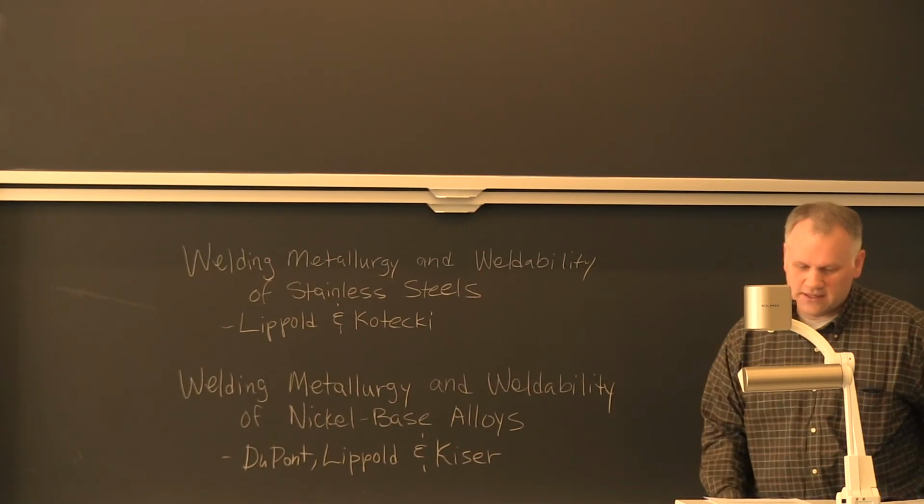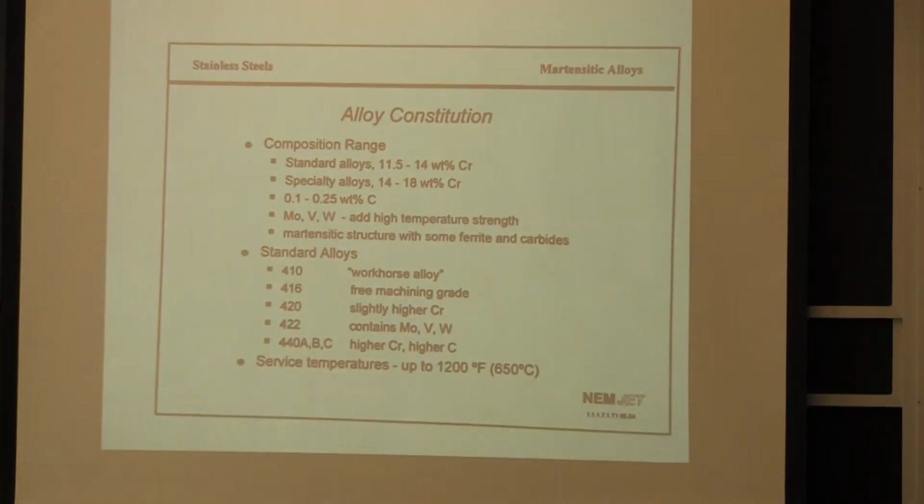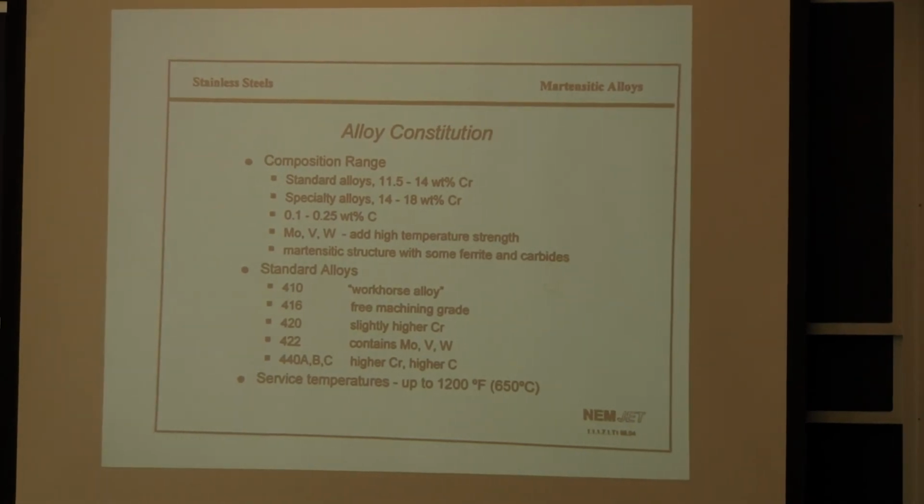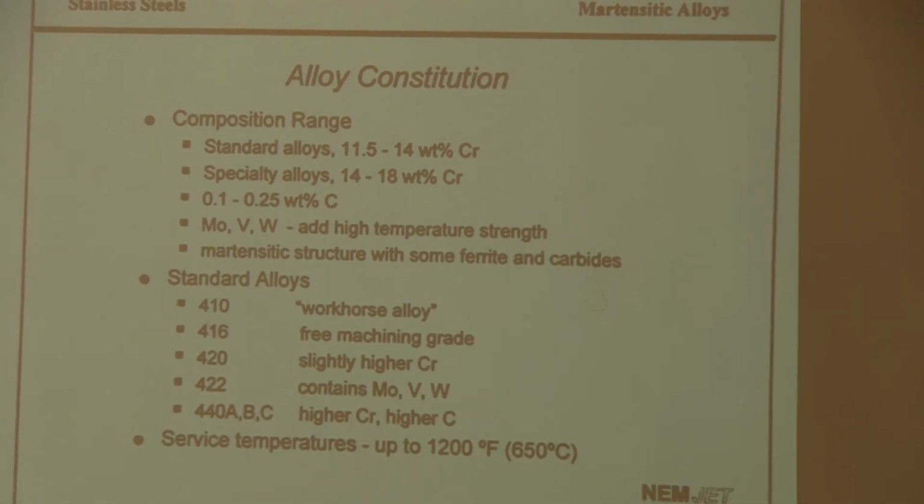So to start off with martensitic stainless steels, just some general information. The composition ranges are from about 11.5 to 14 weight percent chromium. That's a little lower than some of the alloys that we talked about previously. Consequently, these alloys are a little bit cheaper than most of the austenitic and some of the ferritic alloys. There are specialty alloys with a little bit higher chromium. The carbon is higher in these alloys, from about 0.1 to 0.25 weight percent. That's what increases the hardenability of these alloys and makes them martensitic. You've also got additions of molybdenum, vanadium, and tungsten.